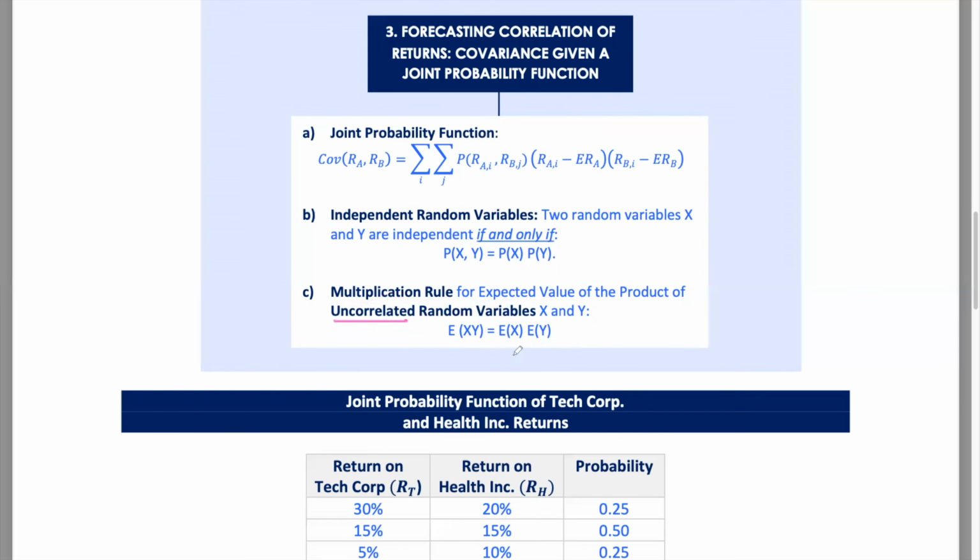Uncorrelated means that the covariance between the two variables is 0. This rule simplifies the calculation of expected returns in a portfolio where the assets are uncorrelated. For example, if you know the expected returns of two uncorrelated stocks, you can easily find the expected return of their combined investment by multiplying their individual expected returns.